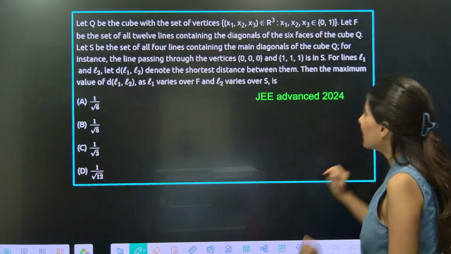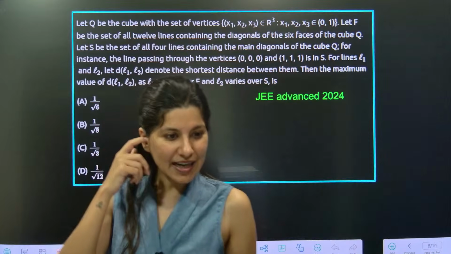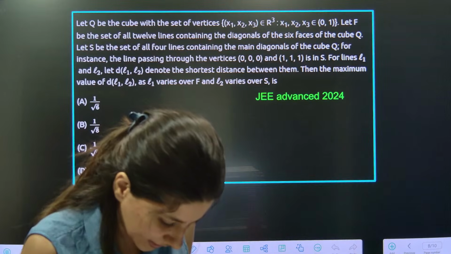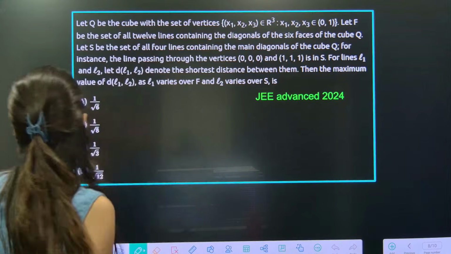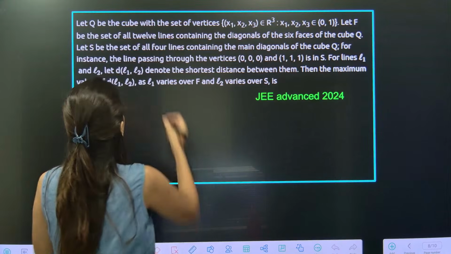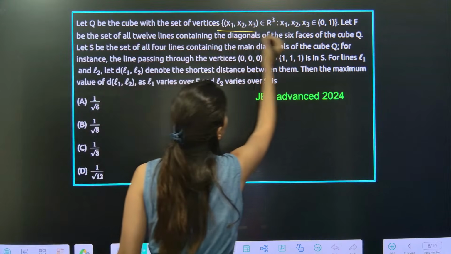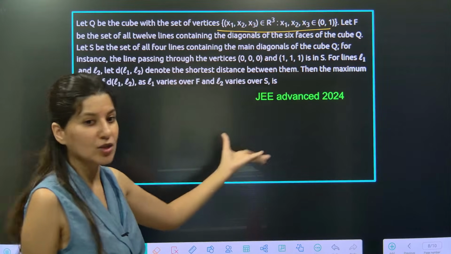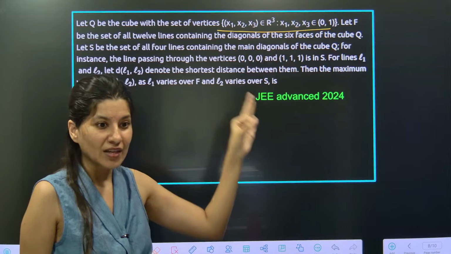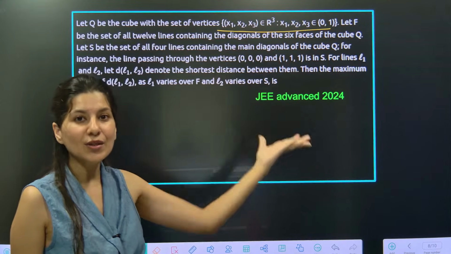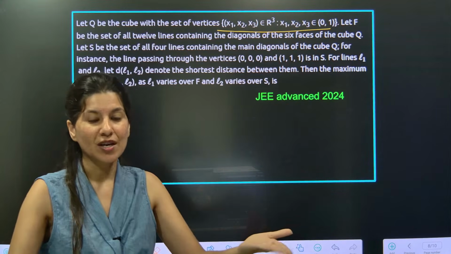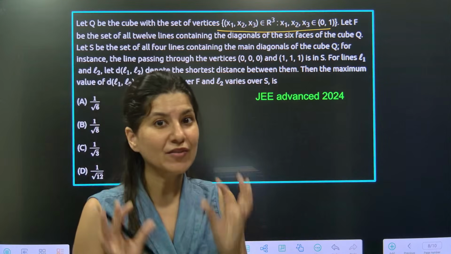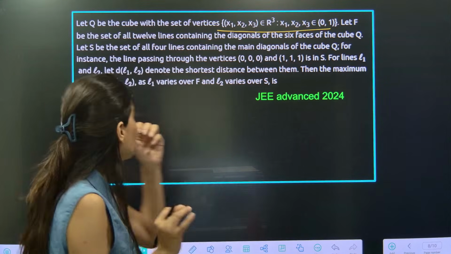Okay, now the last question. Ready for the last question? Ready? Okay. Let Q be the cube with set of vertices. See, this is again typical JEE Advanced language. The same question they can actually give you in easy language. But JEE Advanced always plays with words. Okay, so read the question nicely.